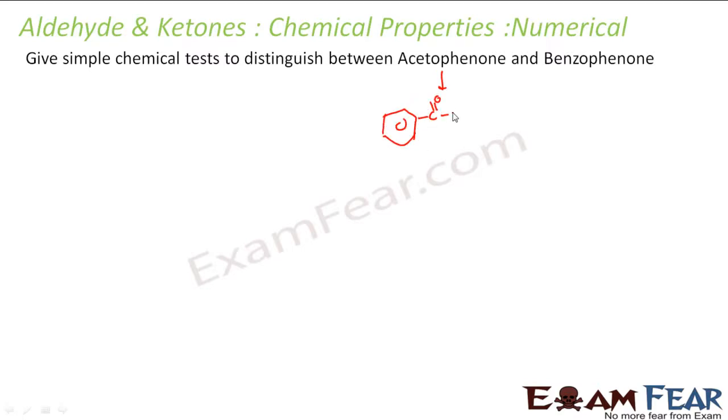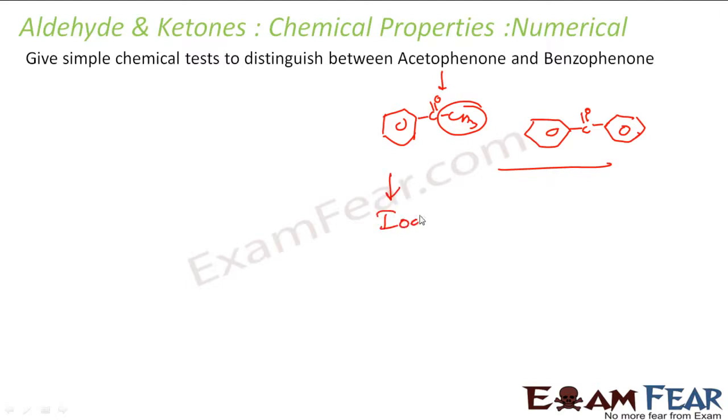This is my acetophenone, and benzophenone is this. So if you see, I have a lot of options. This is the methyl ketone, so I can use the iodoform test for methyl ketone. The iodoform test will not pass for the other one, because it needs a methyl group.